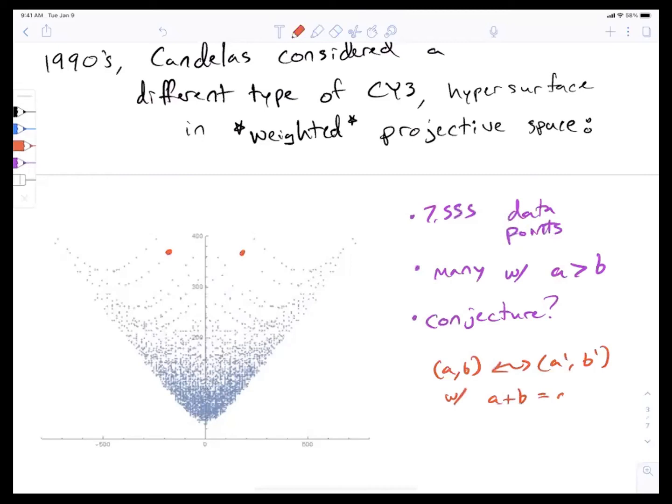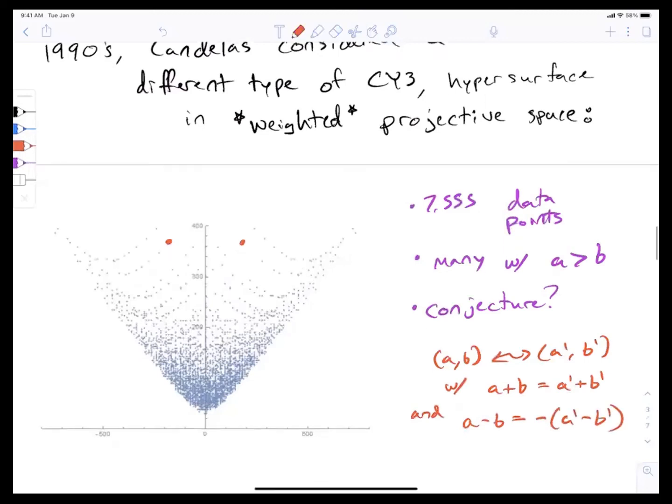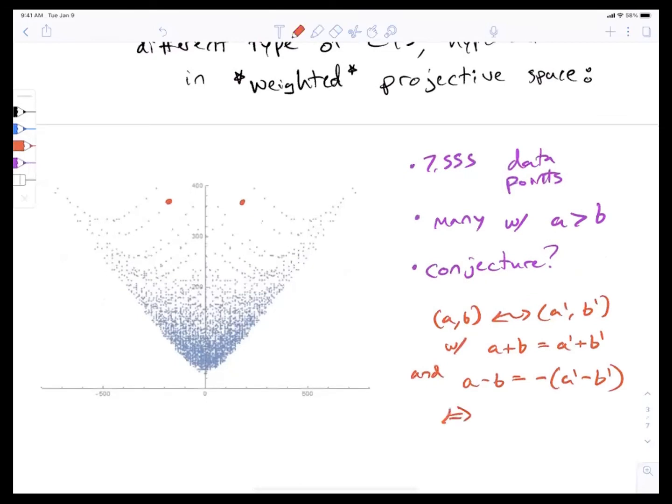So A plus B is A prime plus B prime. And their distance from the y-axis is the same. They're just one's positive, one's negative. And so A minus B is the negative of A prime minus B prime. And so you solve these equations, and what you see is that the relation between these pairs is that A is equal to B prime and B is equal to A prime. Okay. And so this is the conjecture.